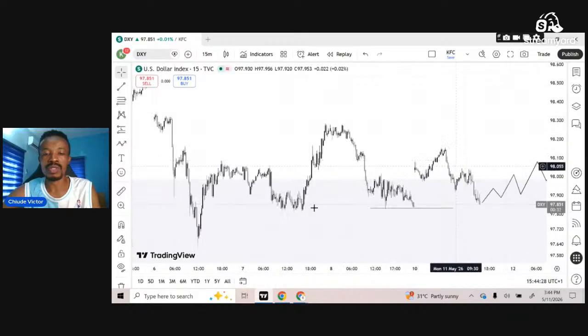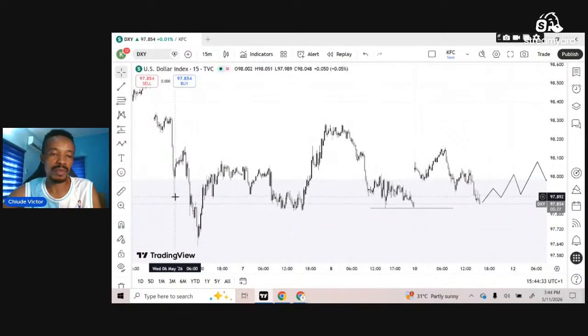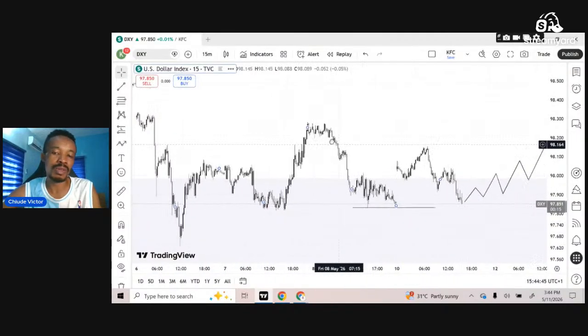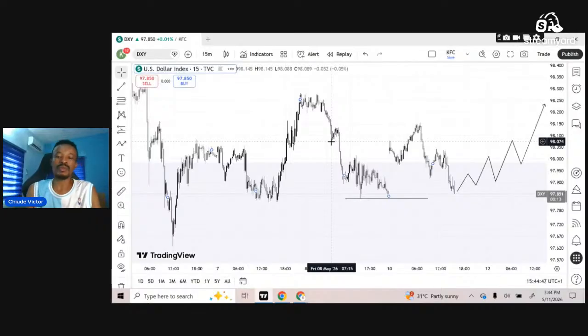The reason is because it has tested this zone multiple times. Tested here, first of all, this looks like a sweep of liquidity. Tested again, tested again, tested again. It's testing again. So if price could hold these multiple times, then that's a psychological level. That's a key level, very delicate, very important. For those of you who trade resistance and support, you can call it a strong one.